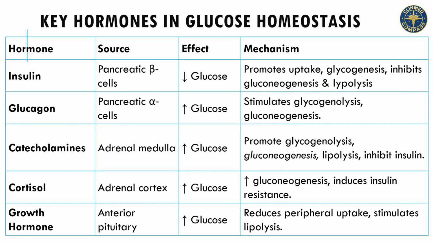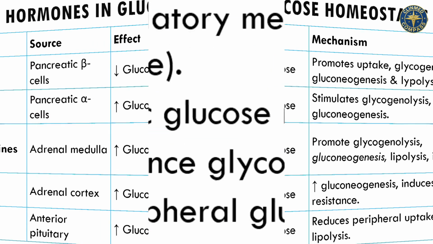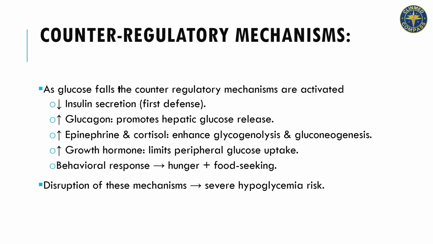The key hormones involved in glucose homeostasis include insulin, glucagon, catecholamines, cortisol, and growth hormone. Insulin effect will result in reduced glucose production, while the glucagon, catecholamine, cortisol, and growth hormone are referred to as counter-regulatory hormones, and they result in increased glucose production through various mechanisms. Maintaining glucose balance involves complex interaction between several counter-regulatory hormones.